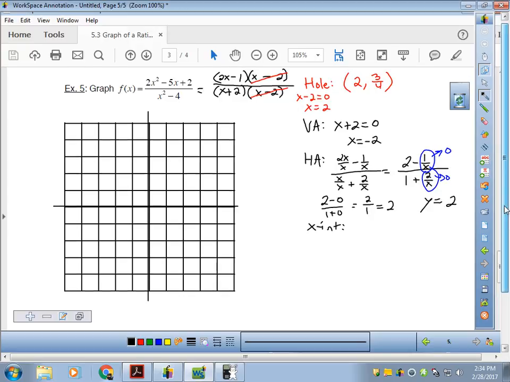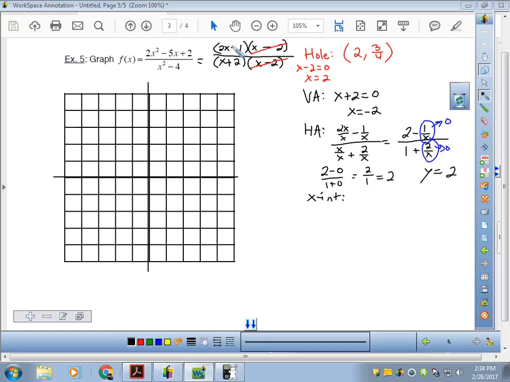Next thing is x-intercepts. Look at your factor that's left on the top. Set it equal to 0. So 2x minus 1 equals 0. So it means 2x equals 1, and x equals 1/2. So we have an x-intercept at (1/2, 0).